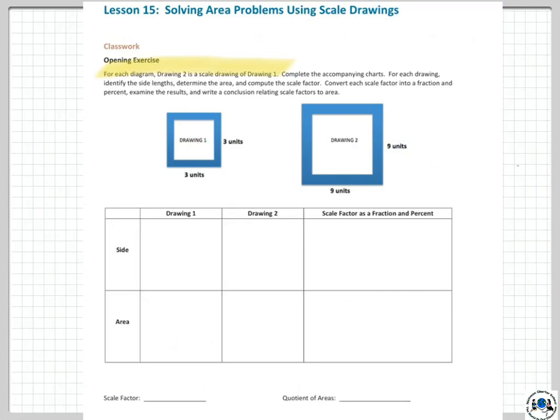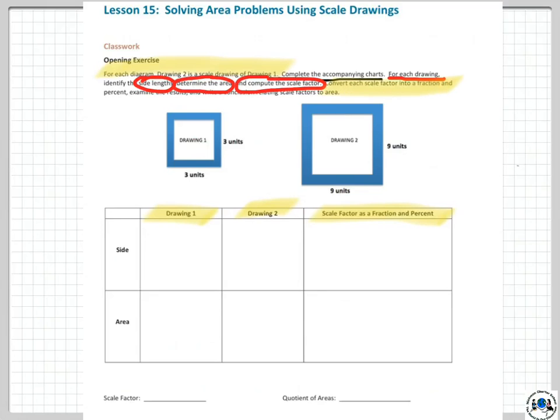Okay, our opening exercise. For each diagram, drawing 2 is a scale drawing of drawing 1. There will be a number of diagrams here, I think 3 different diagrams. You're going to complete the accompanying charts below, side and area. For each drawing, identify the side length, determine the area, and compute the scale factor. You can see we're going to fill in these 3 columns right here.